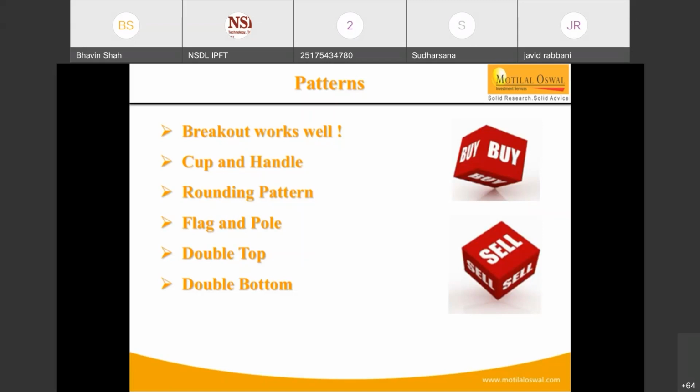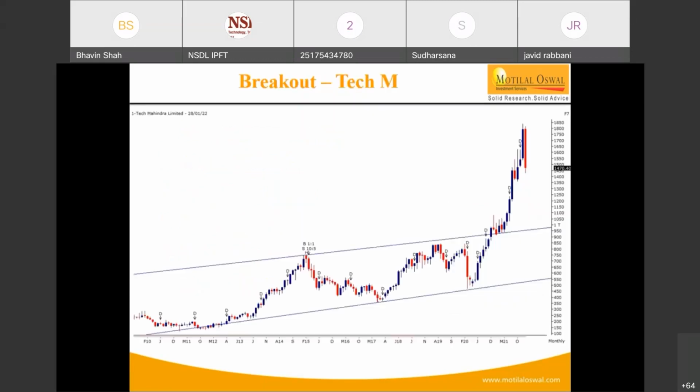Then we have a rounding pattern, flag and pole, double top, and double bottom patterns. These are the patterns that are usually seen in stocks. They keep forming very often, and once we are able to identify such patterns, the probability of winning trades increases. So now I will share live examples of breakout trades in every pattern.